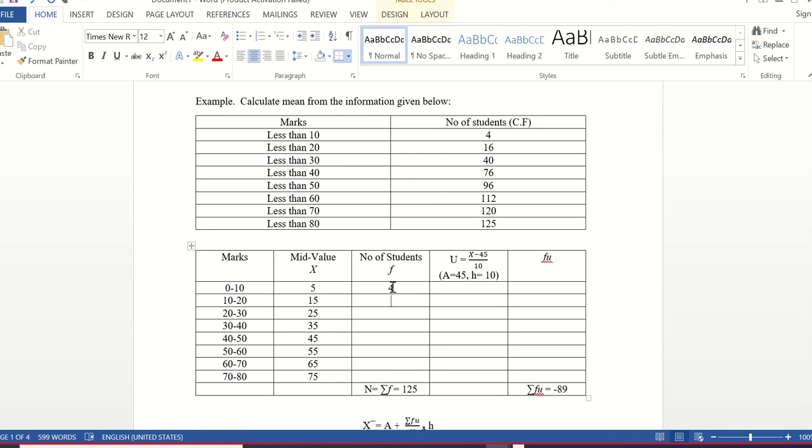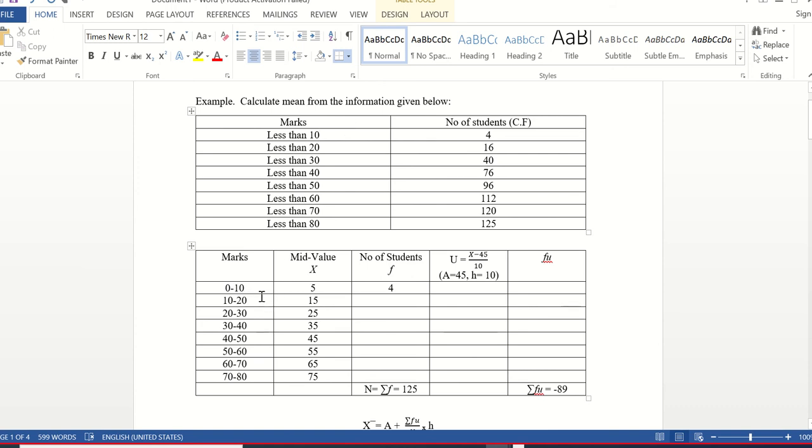Now next, we have students who secured marks less than 20. Students who secured marks less than 20 are 16, right? But this 16 also includes these 4 students, because less than 20 also includes less than 10, right? So here what we have to do is remove this less than 10 from 10 to 20.